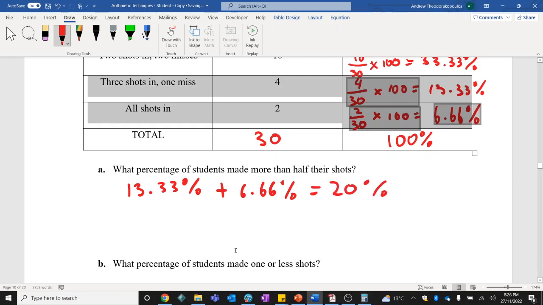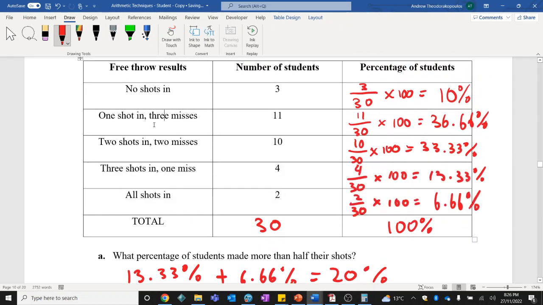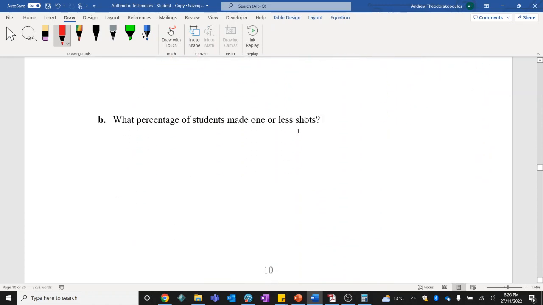What percentage of students made 1 or less shots? 1 or less, which means these two groups here. 10 plus 36.66, which gives me 46.66%.